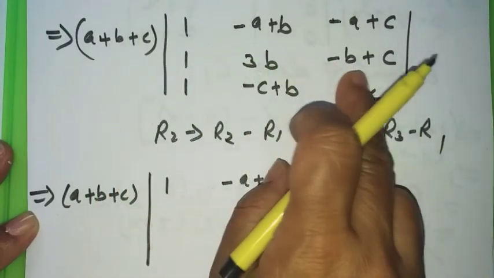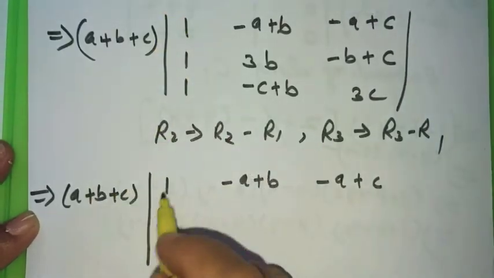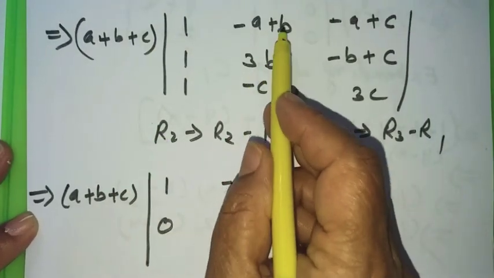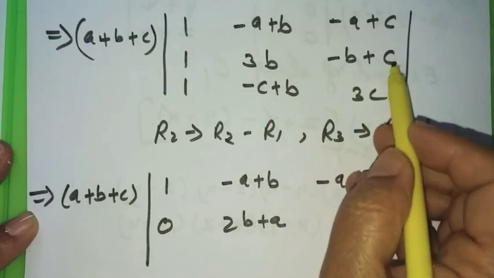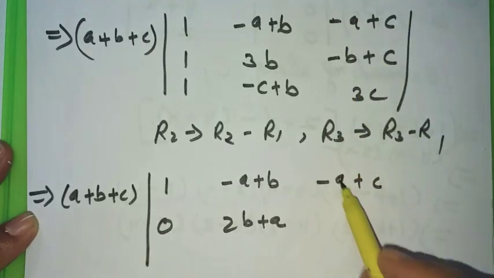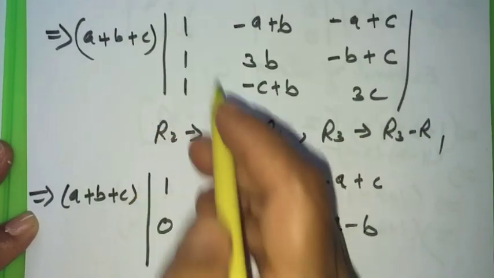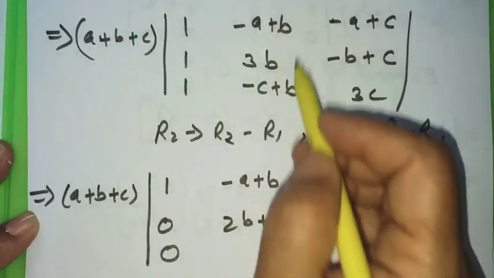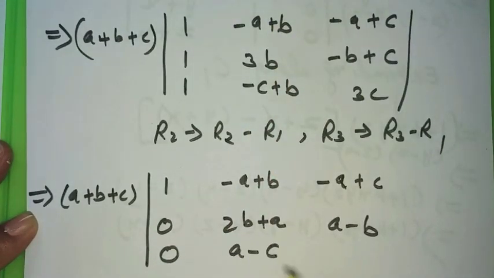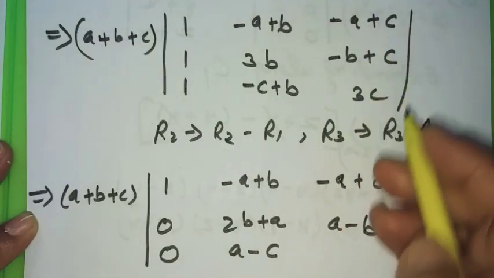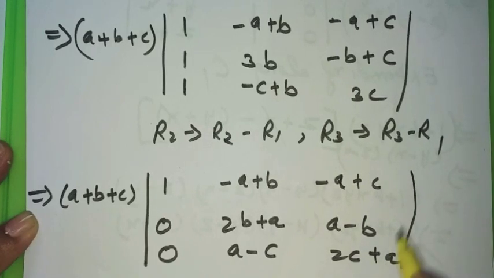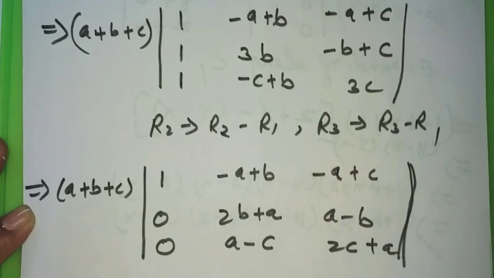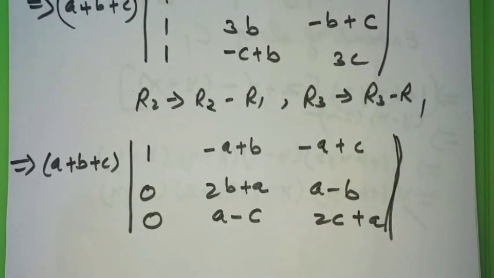one. So from every element of R2 I subtract the respective element of R1. So this is 0. 3b minus this number, so 3b minus b is 2b plus a. This number minus this number, c gets cancelled and we get a minus b here. 1 minus 1 is 0. This number minus this number, b gets cancelled and we get a minus c here. 3c minus c will be 2c plus a. So this is the determinant that we get after applying these two operations, and now expanding along first column.